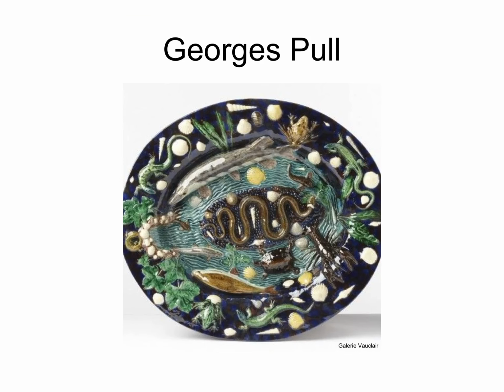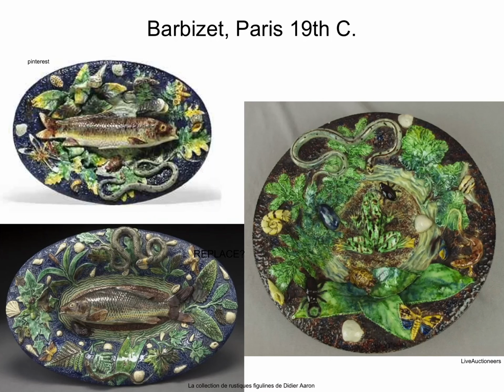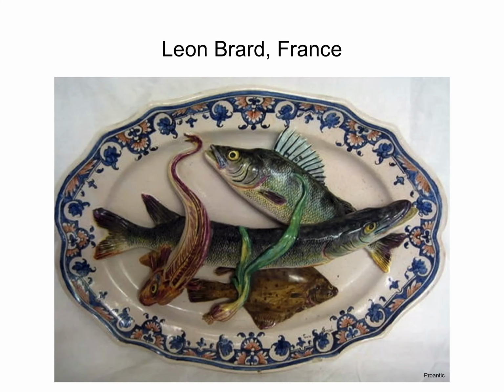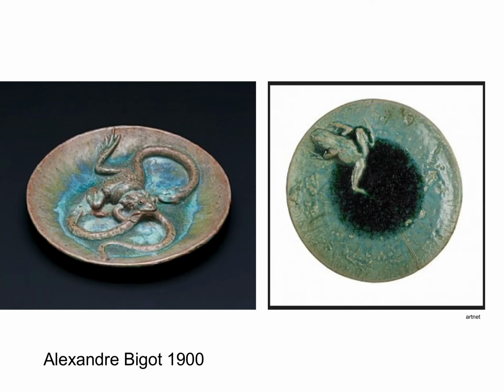Another artist working at the time in the 19th century is George Poole. That's an example of his work. The Barbizet factory in Paris, literally, dozens, if not hundreds of people all over Europe were making that type of ware in the 19th century. And it's a phenomenon that's still continuing today. Collins was another factory. Léon Brard. So it's interesting that they combine ceramic form with objects like fishes and all kinds of natural things that are imitated quite realistically in ceramics.